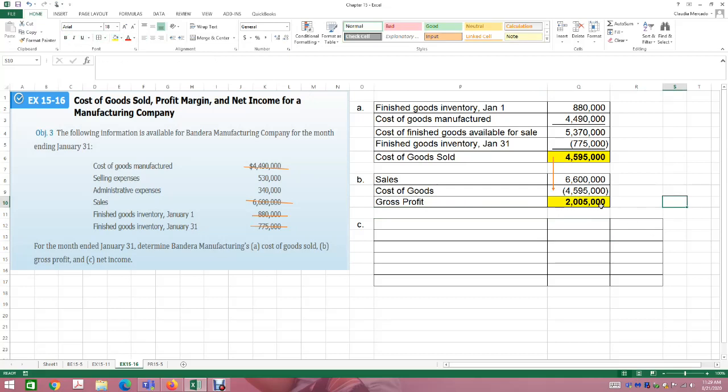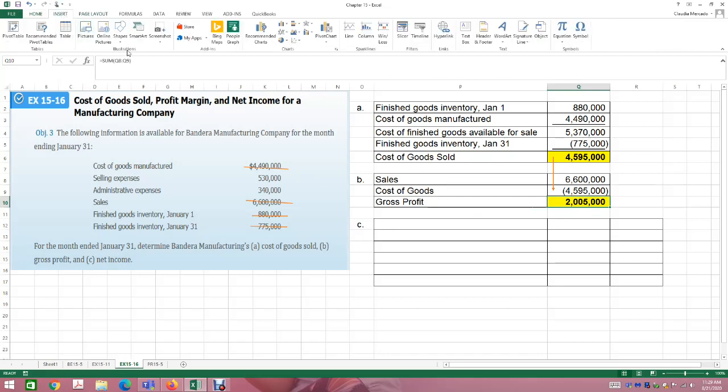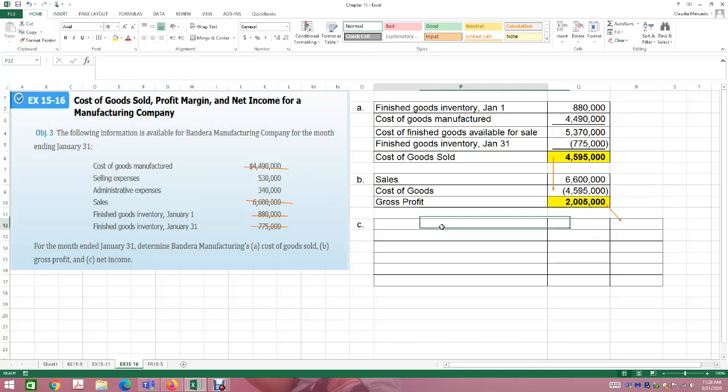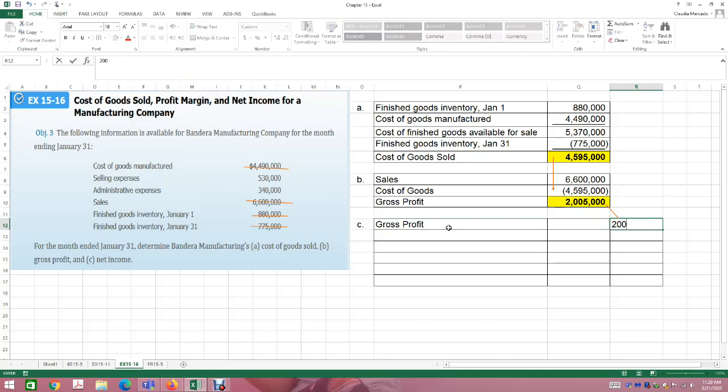That is my gross profit. Now, this is gross. This is before any of your operating expenses. So now we have to calculate my net income. To calculate your net income, our starting point will be your gross profit. The number that we calculated here is going to be our starting point. Let me put a little arrow, so that number goes right there. So gross profit is my starting point, and my gross profit was 2,005,000.